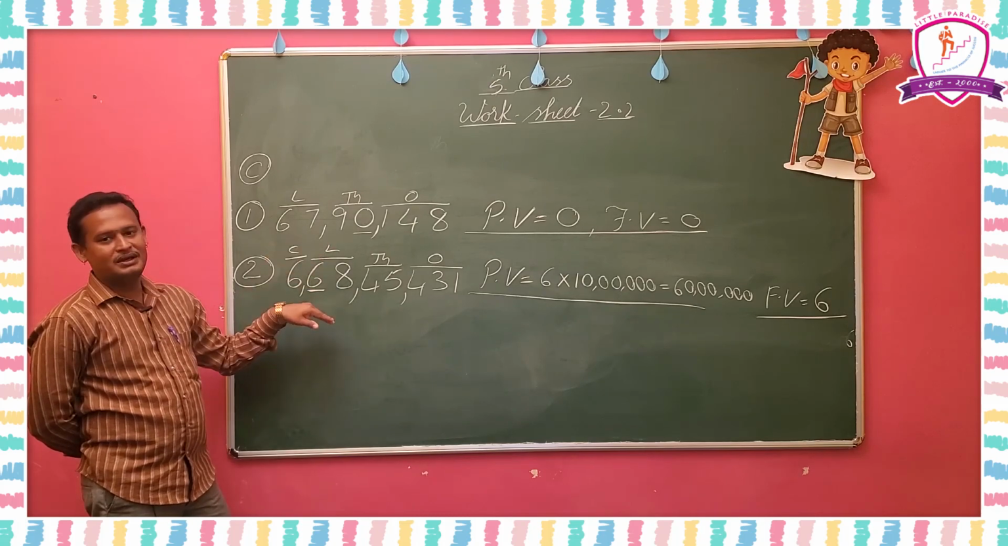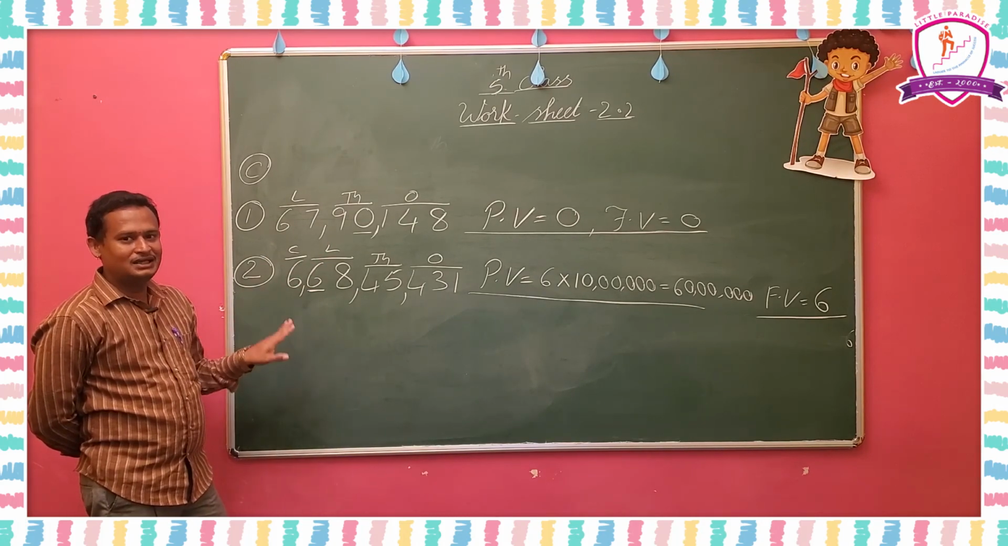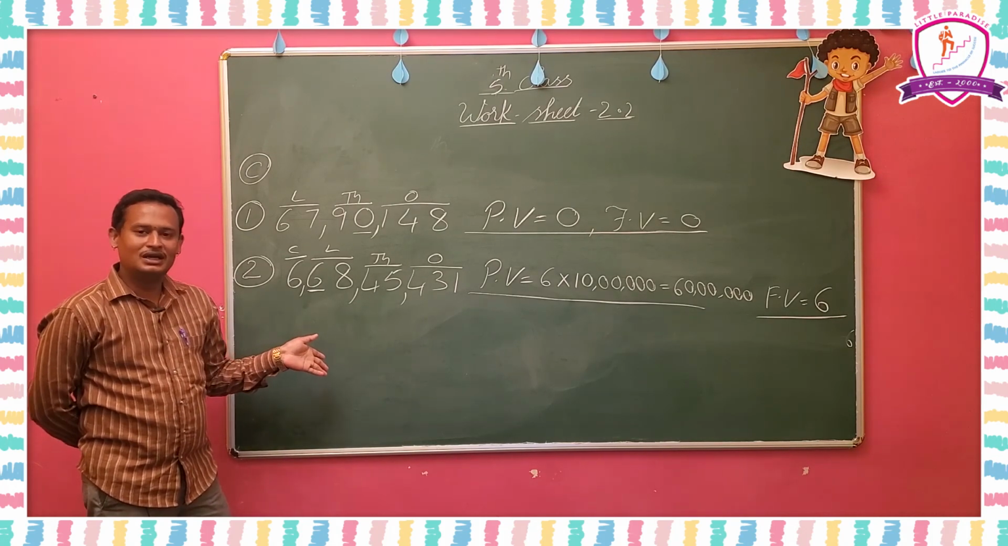Understood? First you have to complete these two and the remaining sums. One sum only is there, the third one. You have to complete the third one also. Understood? If you have any doubts, you can ask through WhatsApp. Okay? Thank you.